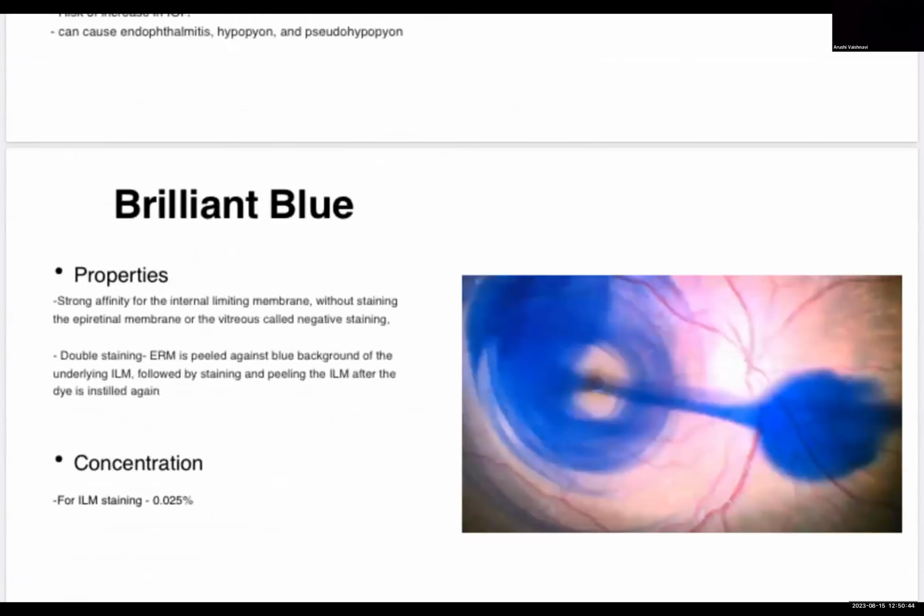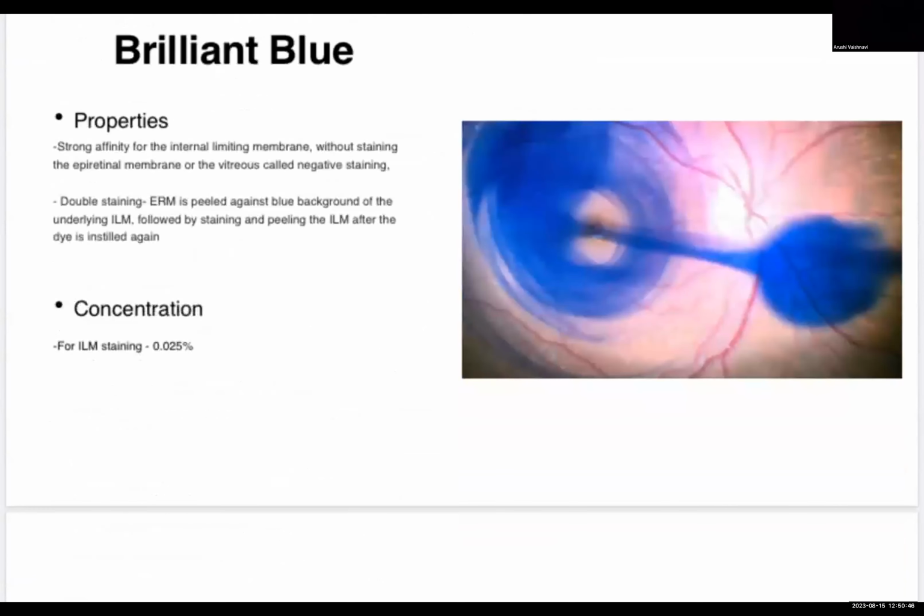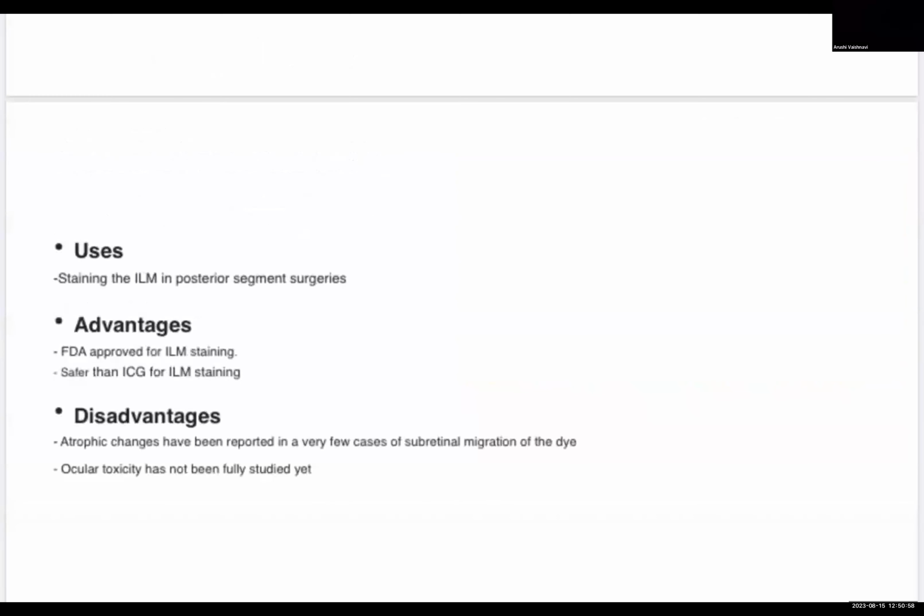Brilliant blue has a strong affinity for internal limiting membrane without staining ERM, and has the property of double staining, where ERM is peeled against blue ILM, followed by staining and peeling of ILM after instilling dye again. It is used in staining the ILM in posterior segment surgeries.